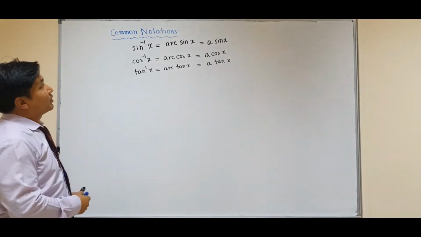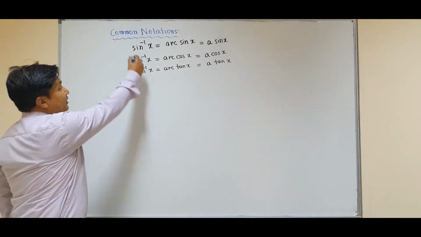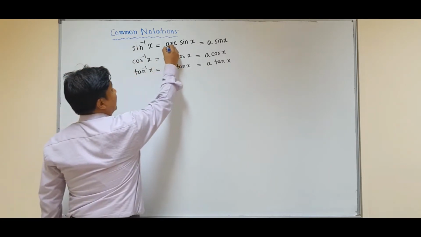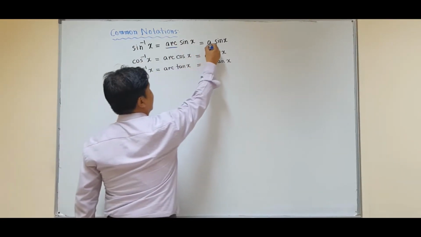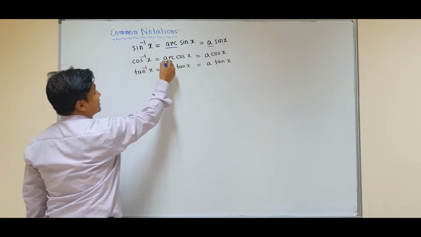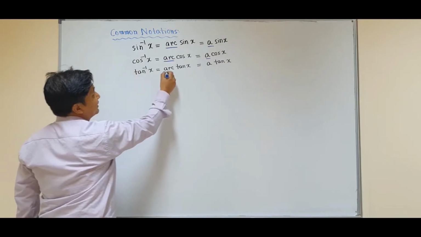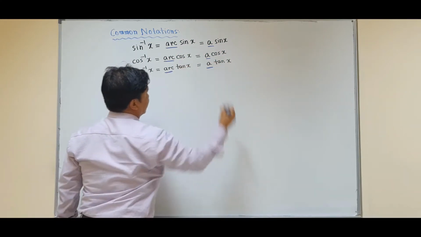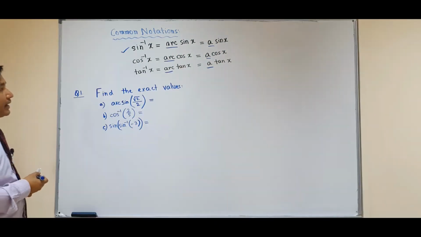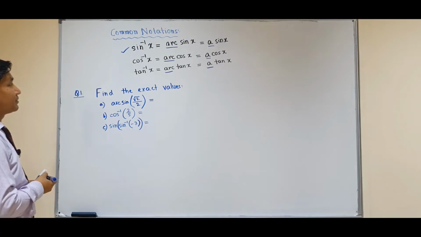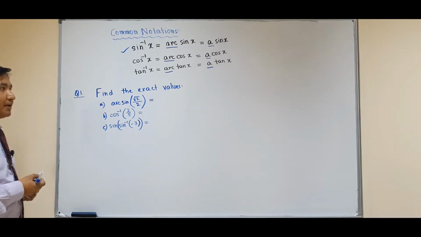Let us see some common notations. Sine inverse x we also write as arc sin x or a sin x. Cos inverse x we write as arc cos x or a cos x. Tan inverse x we write as arc tan x or a tan x. Now let us have some practice on questions based on inverse trigonometric functions.